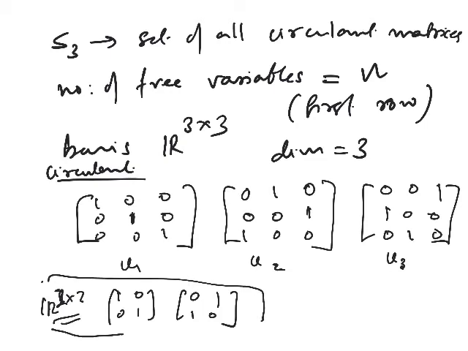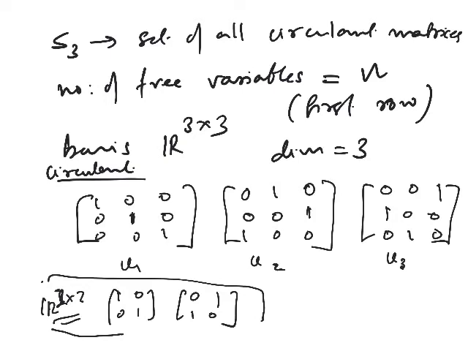So in this case, any vector or any matrix that you take from R2 cross 2, you have a 4 tuple representation. And the entries of that 4 tuple are decided by what? The basis that you choose. Whatever basis you choose will decide the entries of that 4 tuple. Agreed?